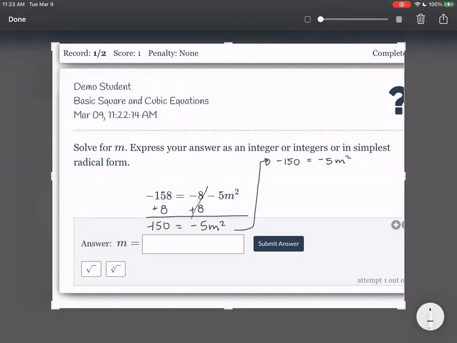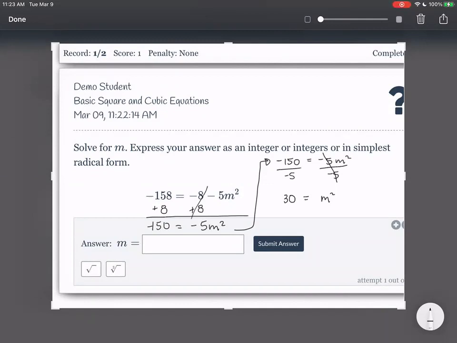Okay. So from here, we want to get m squared by itself. So let's get rid of the negative 5. The m squared is being multiplied to negative 5, so the opposite of multiplication is division. So I am dividing both sides by negative 5 so that the multiplying and the dividing by negative 5 can cancel out. This will give us positive 30 is equal to m squared. Positive 30 because negative divided by negative gives us a positive number.